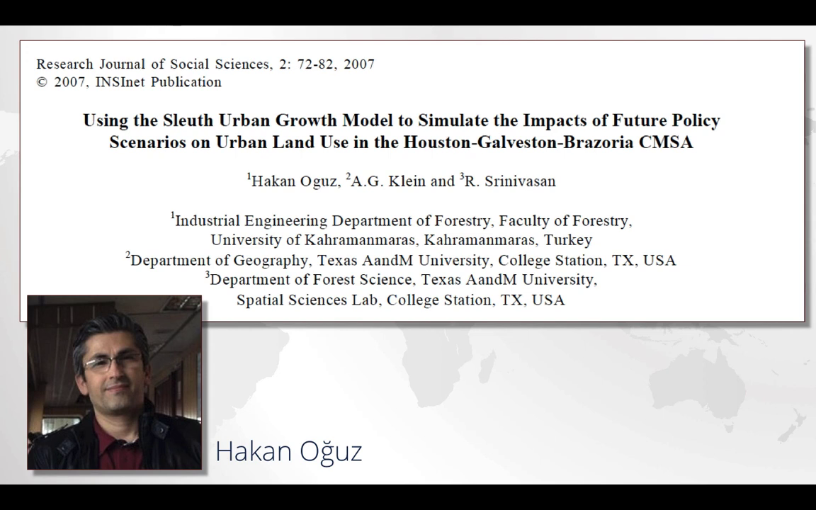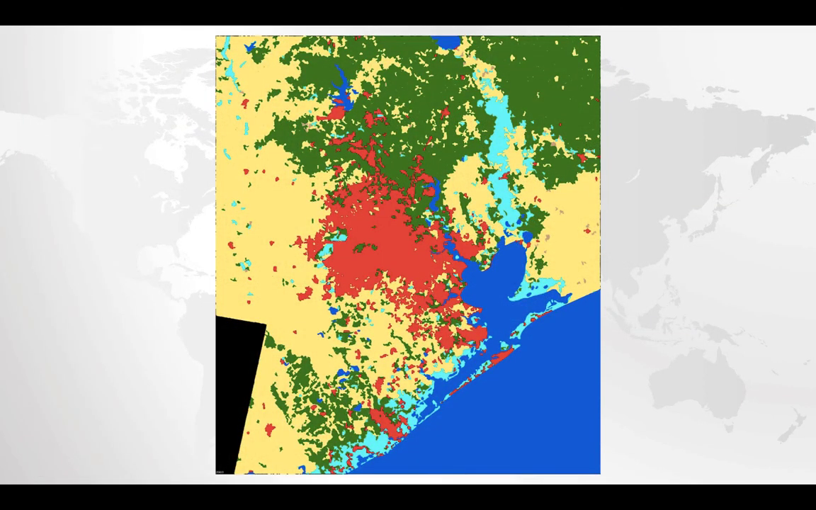They're kind of interesting. Another model which I was involved in is a more complicated but still probabilistic model called SLEUTH, developed by Keith Clarke at the University of California, Santa Barbara, and we used this to simulate the growth of land use in Houston, Galveston, Brazoria. This is the existing land use in the Houston area, where red is urbanized, yellow is agriculture, green is forests, and so on.